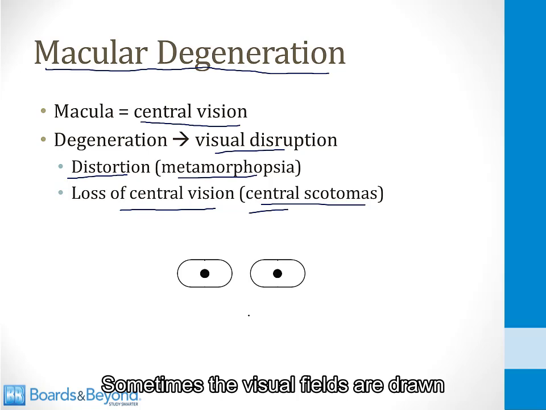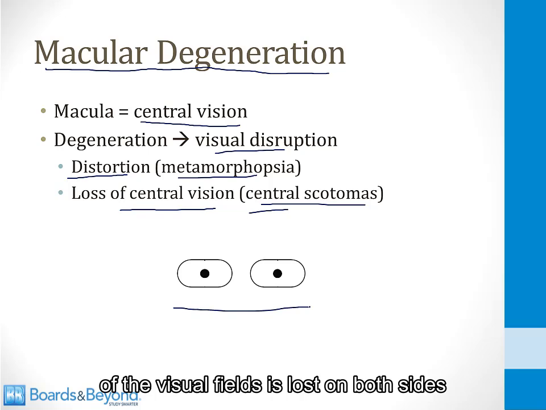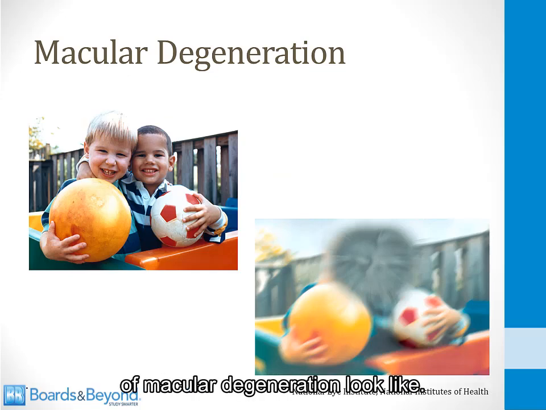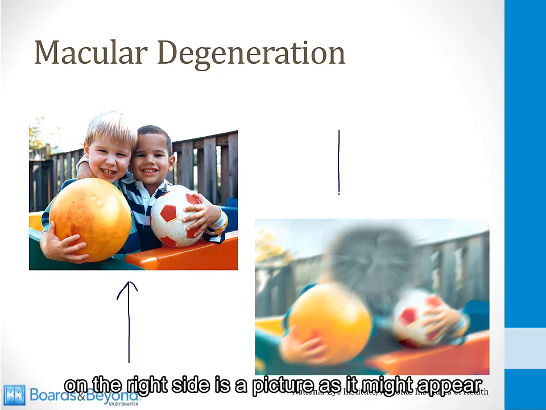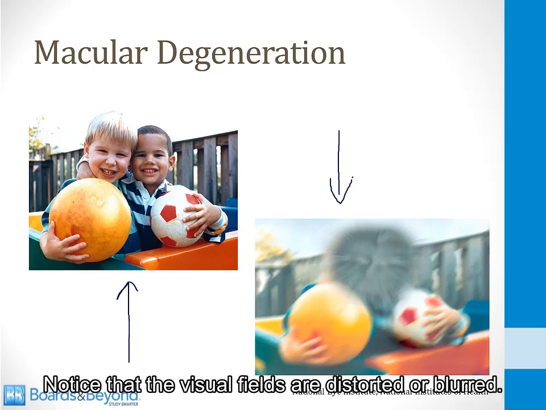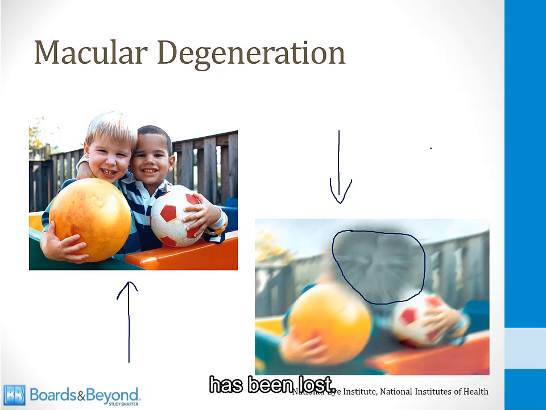Sometimes the visual fields are drawn, as I've shown on the screen, to indicate that the center of the visual fields is lost on both sides. And here's a picture from the web to help you better understand what the symptoms of macular degeneration look like. On the left side of the screen is a normal picture. On the right side is a picture as it might appear to someone with macular degeneration. Notice that the visual fields are distorted or blurred. Notice also that the central portion of the visual field has been lost.